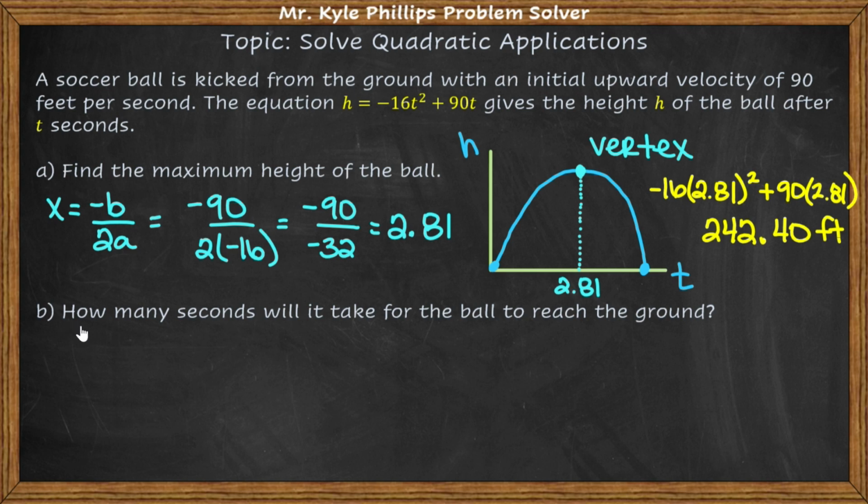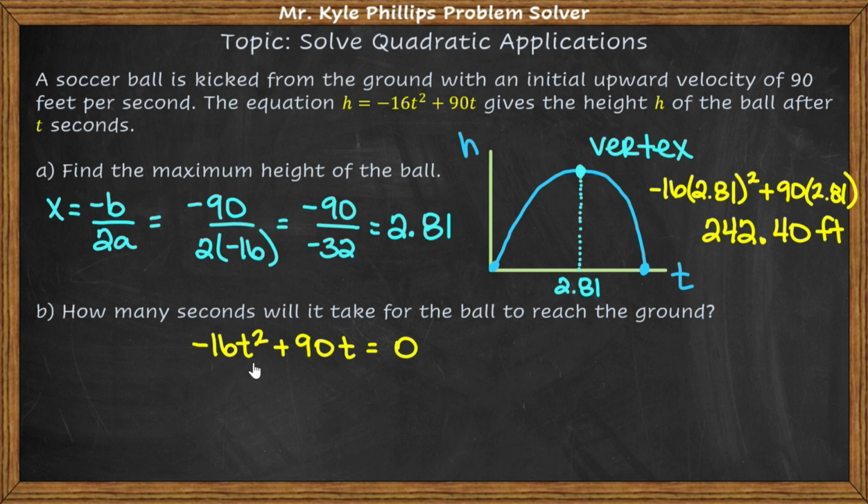Here, they ask us, how many seconds will it take for the ball to reach the ground? Okay, so at 0 seconds, it's on the ground. How much time passed before it hit the ground right here? Well, let's think about it. When the ball is on the ground, that's a 0. So I'm finding the zeros of this quadratic. So here I have negative 16t squared plus 90t equals 0.